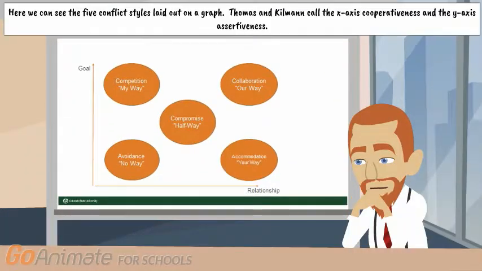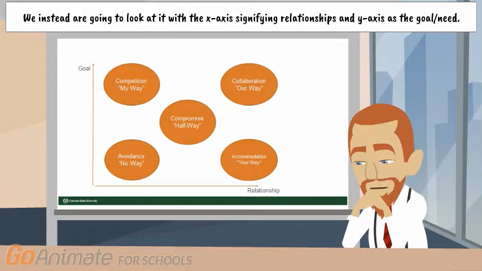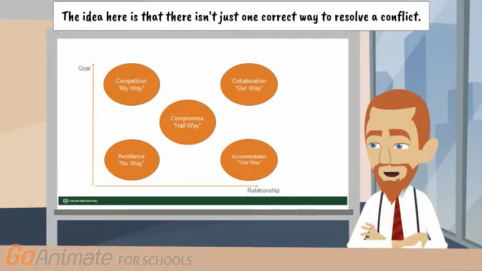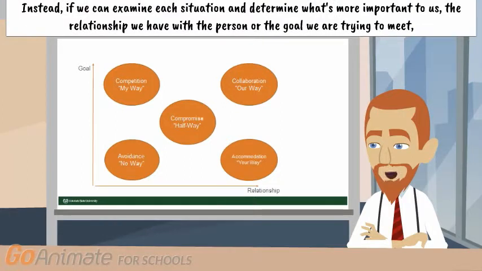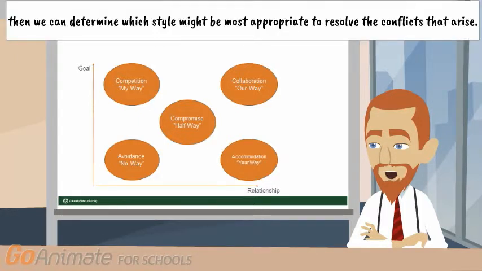Here we can see the 5 conflict styles laid out on a graph. Thomas and Kilman call the x-axis cooperativeness and the y-axis assertiveness. We instead are going to look at it as the x-axis being relationship and the y-axis as goal or need. The idea here is that there isn't just one correct way to resolve a conflict. Instead, if we can examine each situation and determine what's more important to us, the relationship we have with a person or the goal that we're trying to meet, then we can determine which style might be most appropriate to resolve any conflicts that arise.